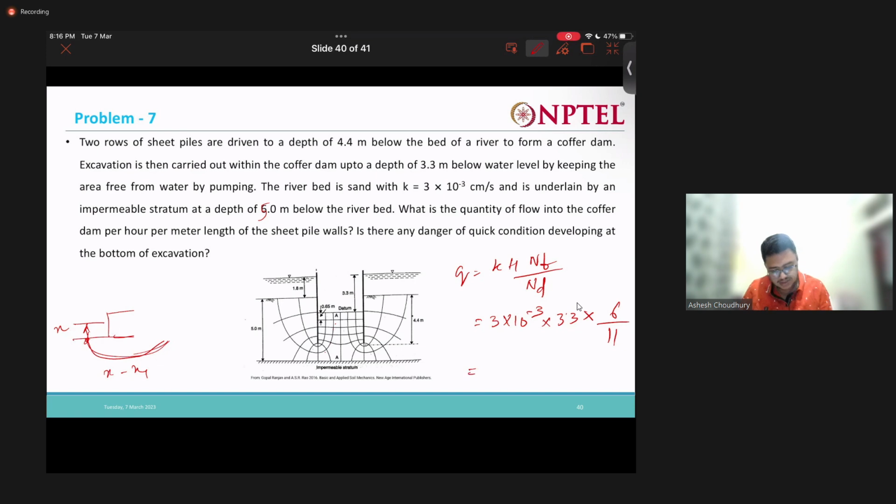So you just calculate it. Mind the units, please. This one is in cm per second. So you can convert this into meters by multiplying by 10 to the power minus 2, giving 10 to the power minus 5. So it will be 5.4 into 10 to the power minus 5 meter cube per second per meter length, per meter length of the sheet pile.